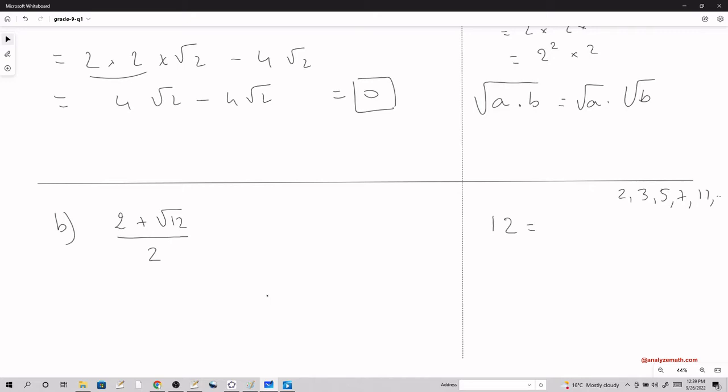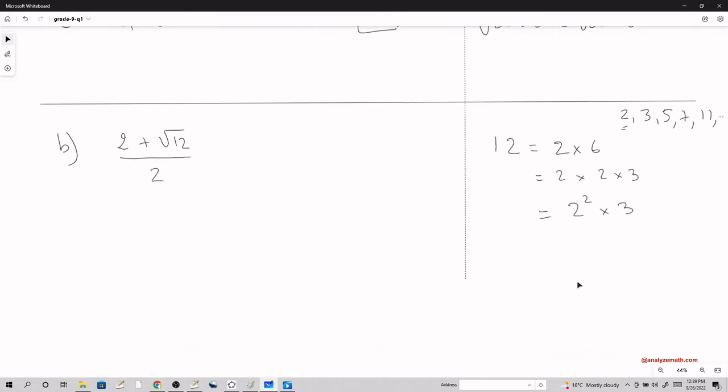So I always start with the smallest one. 12 is equal to 2 times 6. Now I look at 6. 6 is what? 2 times 3. And then I cannot do any more because the 3 cannot be factored. So this gives me a perfect square multiplied by 3.